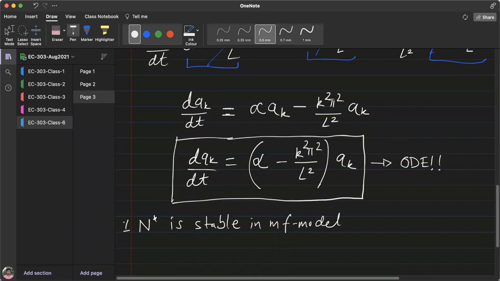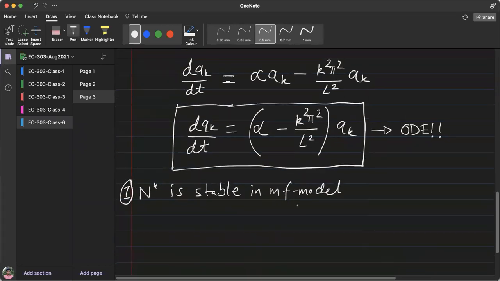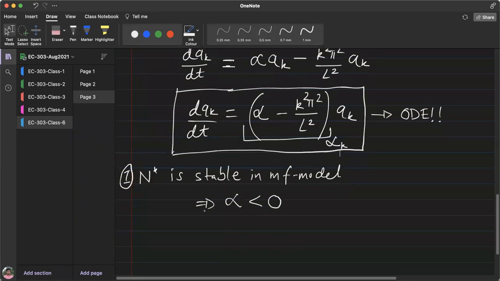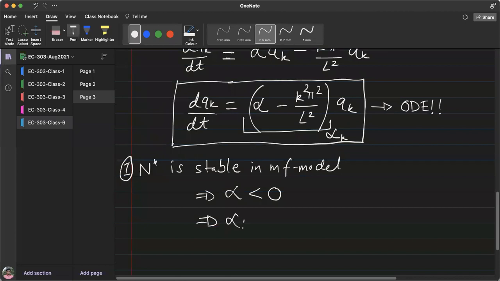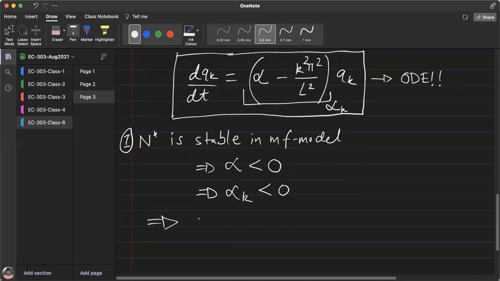So let's consider this the case one. If n star is stable in the mean field model, what does that mean? What should alpha be? Alpha will be less than 0. Let's call this alpha k because it depends on k. What happens to alpha k? It is also less than 0, right? So this means that the kth mode perturbation, is it stable or unstable? Stable.